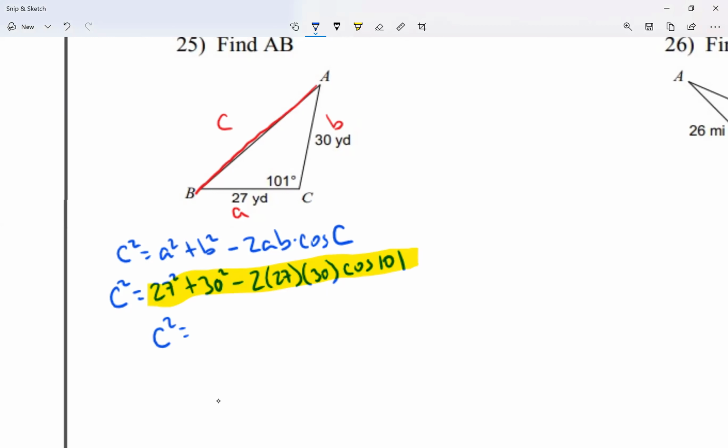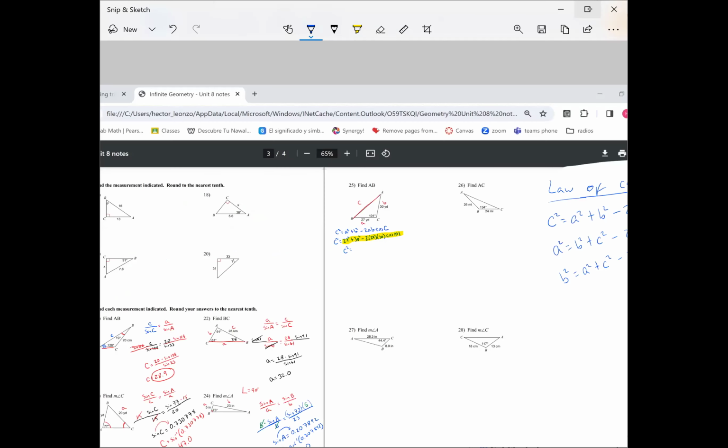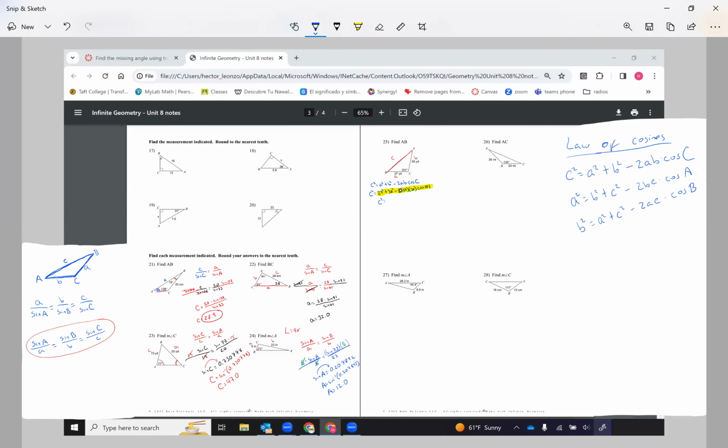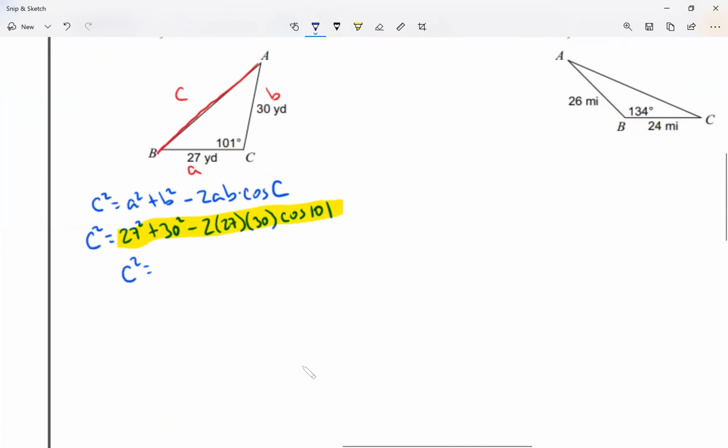All right, so let me bring a calculator because I've been letting you guys use calculators. So let me bring the calculator that we have. Let me zoom in here.